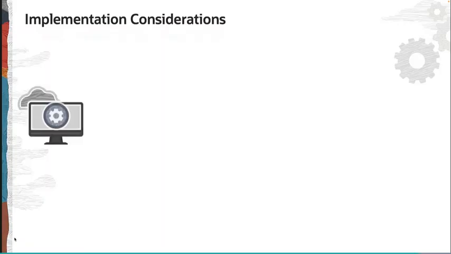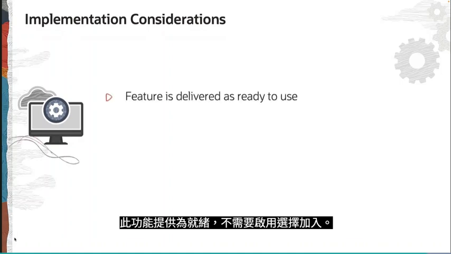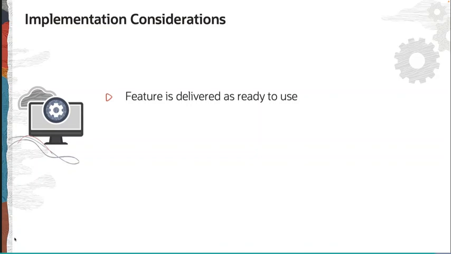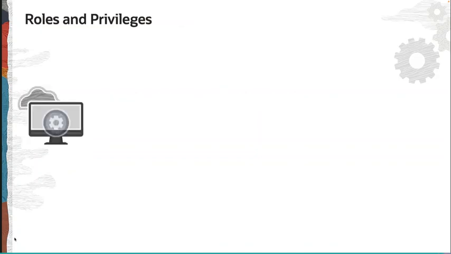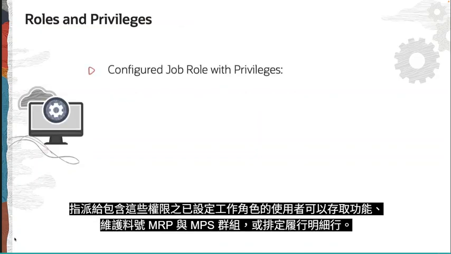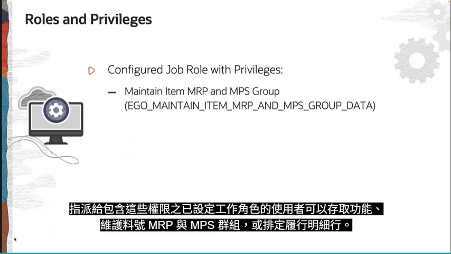This feature is delivered as ready to use and does not require opt-in enablement. Users who are assigned a configured job role that contains these privileges can access the feature: Maintain item MRP and MPS group, or schedule fulfillment line.